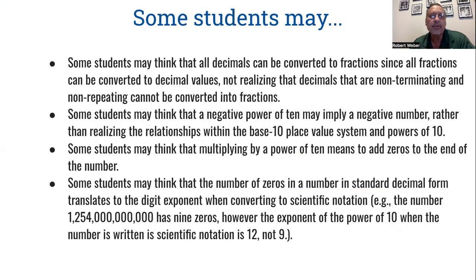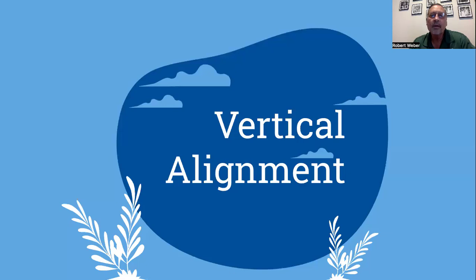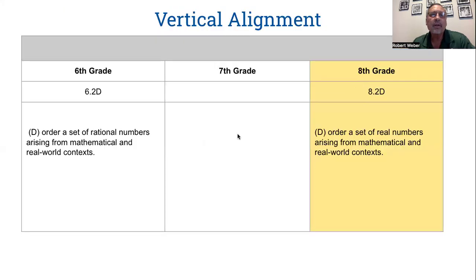You can read through this on your own. Bottom line is you can see decimals can be converted to fractions, since all fractions can be convertible to decimal values. Not really. Decimals can be non-terminating, non-repeating. That's a common mistake. Vertical alignment: this aligns very closely with sixth grade 6-2D, ordering a set of rational numbers from mathematical and real world context.